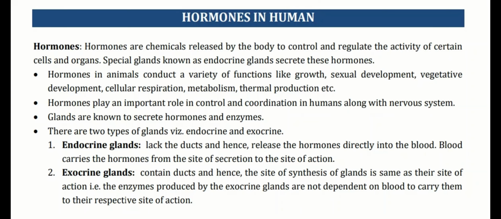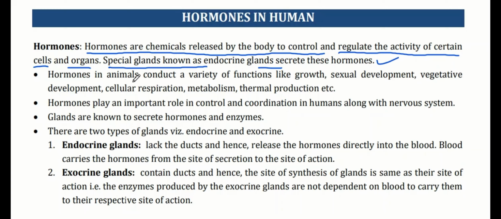The topic which we discuss is hormones in humans, and it is related to 10th class biology, chapter control and coordination. Let's get started. First of all, we will learn what hormones are. Hormones are chemicals released by the body to control and regulate the activity of certain cells and organs in our body. Special glands known as endocrine glands secrete these hormones.